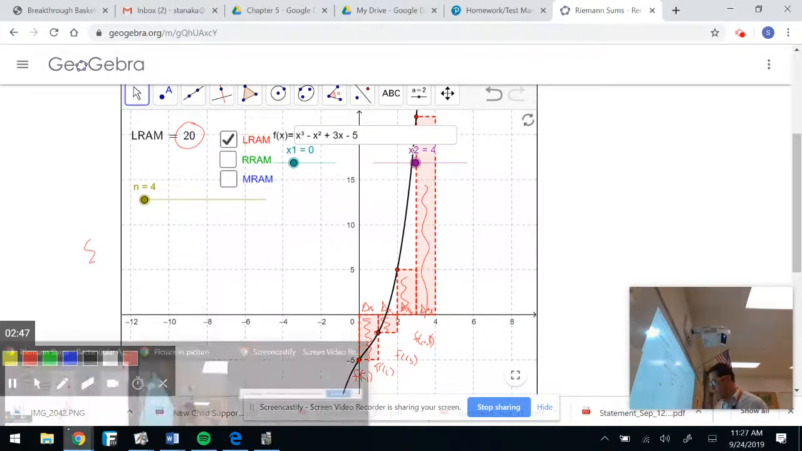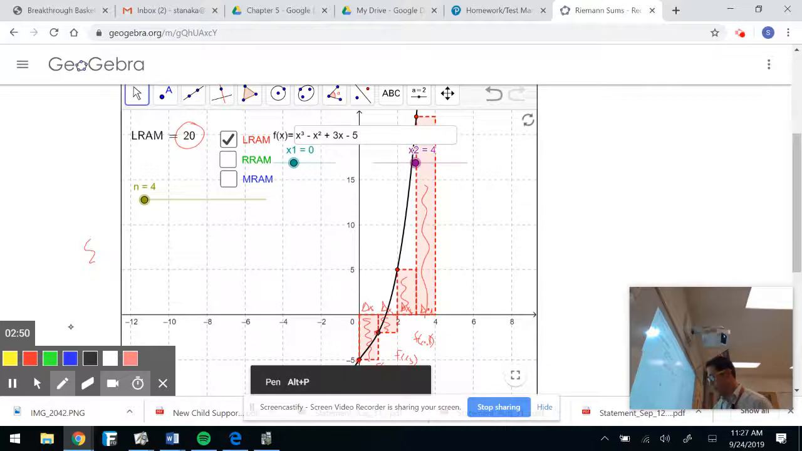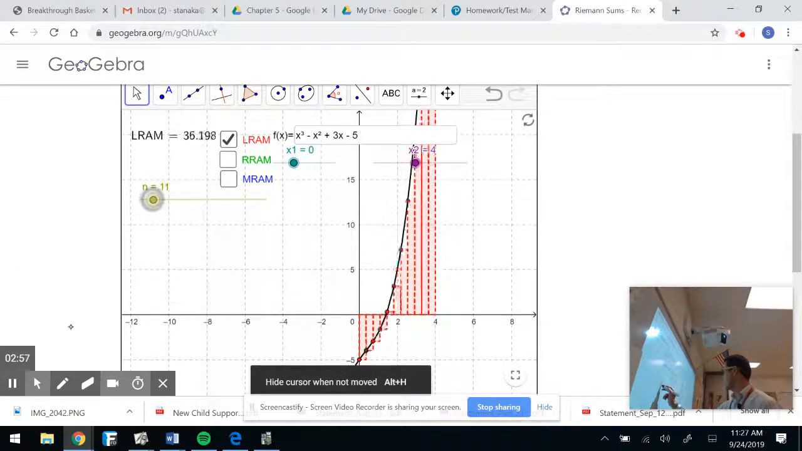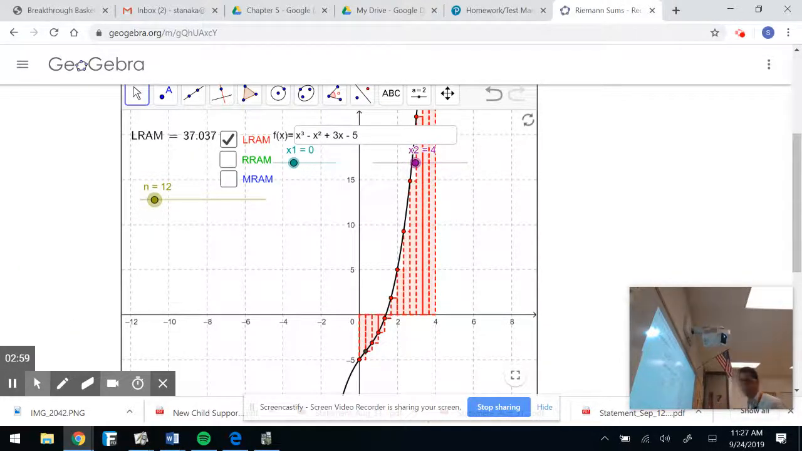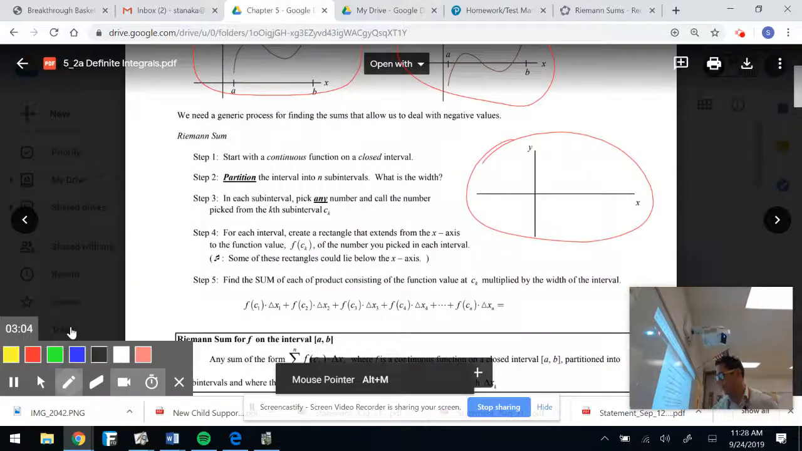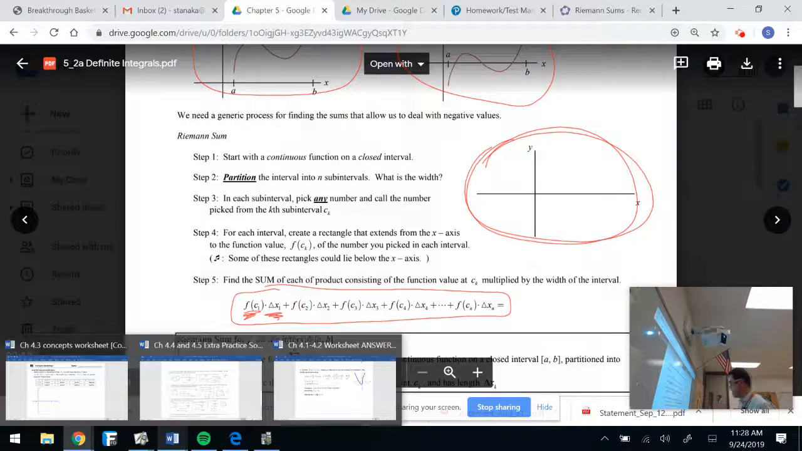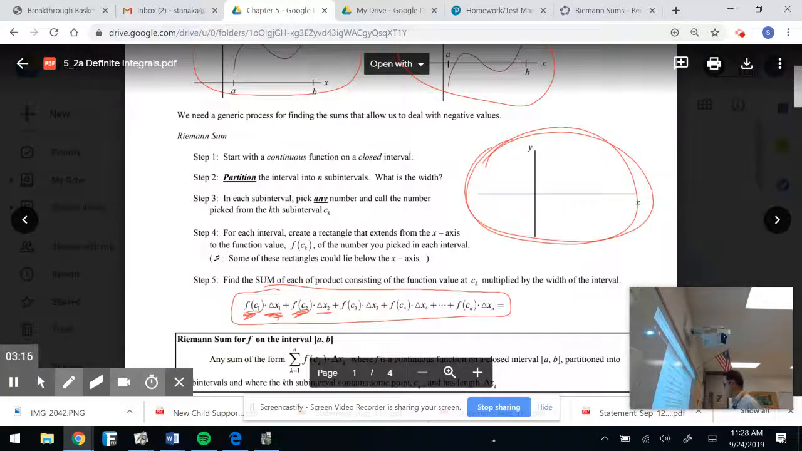I love this website because I'm even able to write on it. The way I get a better approximation is I use more and more rectangles. If we go back to my page, you could have drawn your picture here with what was going on. That's the height of the function, that's the width of the partition. Height times width, and we just add all those up. And as we learned last class, the more rectangles we use, the better approximation we get.